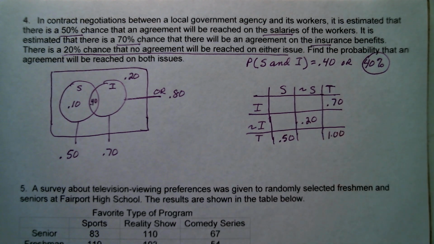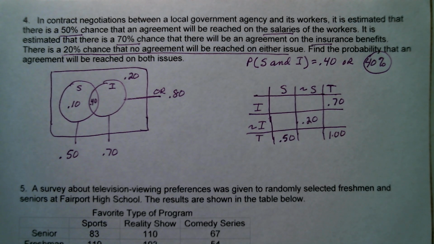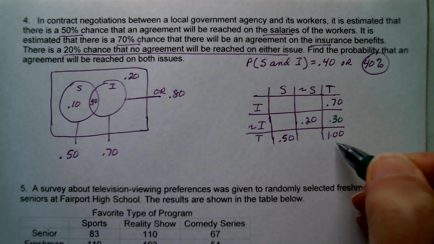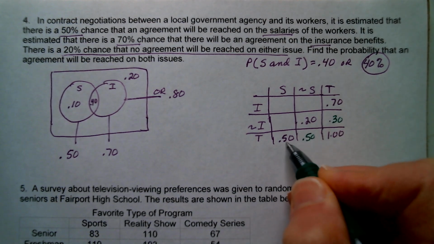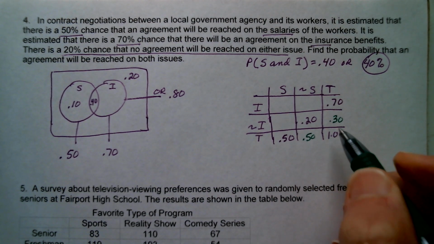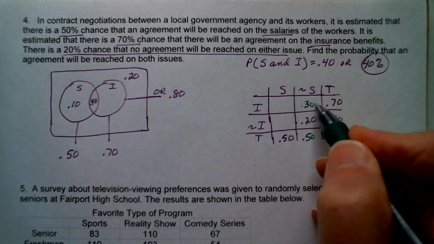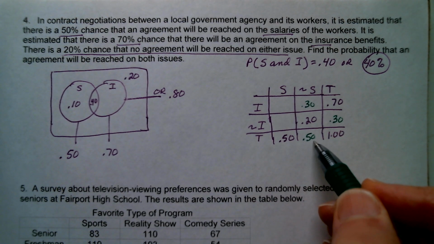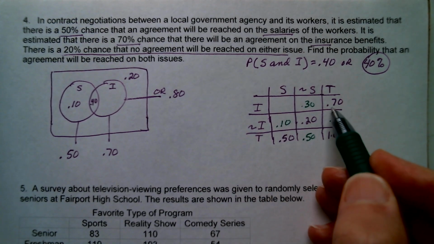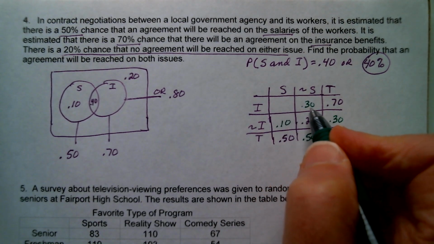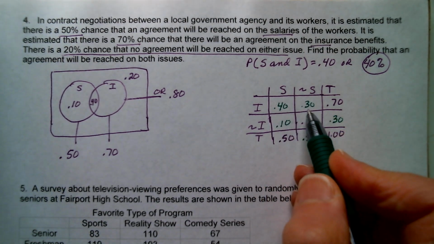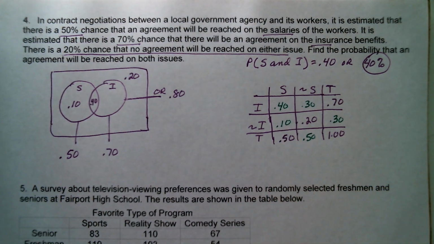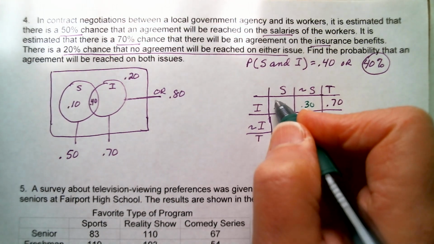This would be 1.00, and now filling in, this has to be 0.70 plus 0.30 would bring us to 1.00. This is 0.50, their total has to be 1. 0.30 and 0.20 added is 0.50. This is 0.10 and this is 0.4. 0.40 plus 0.30 is 0.70 and 0.40 plus 0.10 is 0.50. And we want the AND, which is right here.